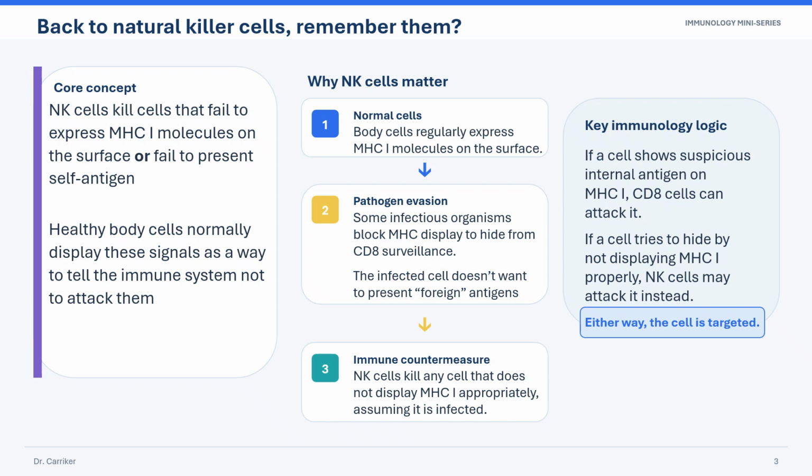So again, what we see is normal body cells. They're showing the sign on the MHC1 that says, hey, I'm self-antigen, I'm cool, don't attack. Pathogens may display, hey, there's a foreign pathogen inside of me, so now we have a very clear, hey, we need to kill this cell, or the infected cell doesn't want to present the foreign antigens, and so it hides. Well, the immune countermeasure, again, is to make sure that we provide adequate opportunity to kill the infected cell, even if it's trying to hide.